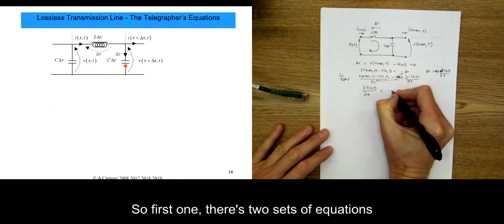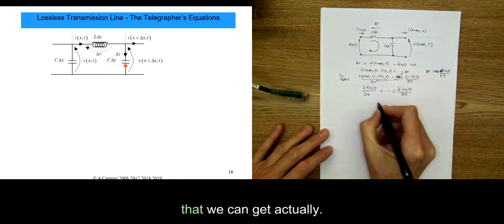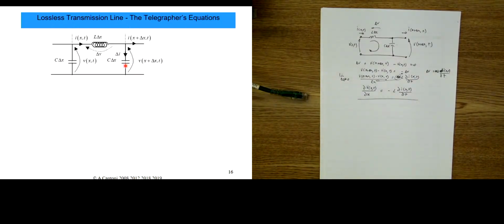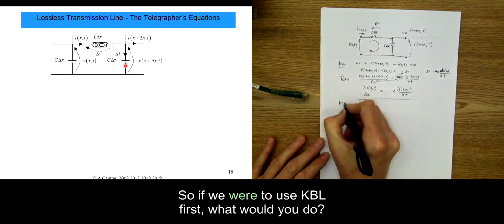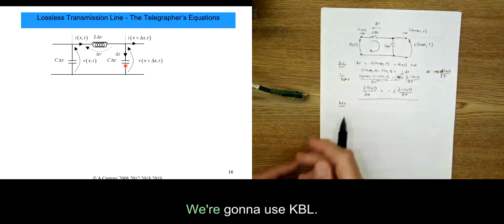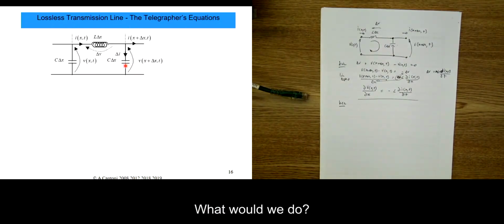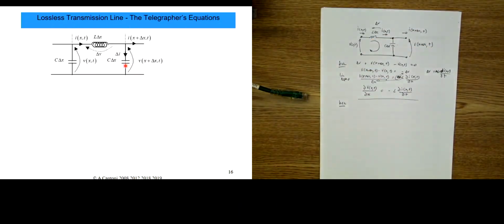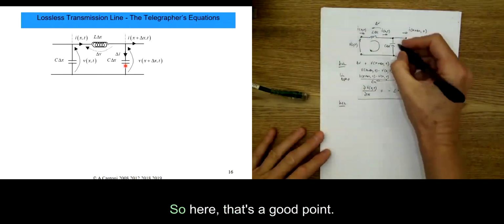There are two sets of equations we can get, actually. We can do KCL and KVL. So if we were to use KVL first, what would you do? Anyone? We're going to use KVL. How would we go? That's right, we go around this loop here. There's only one loop.